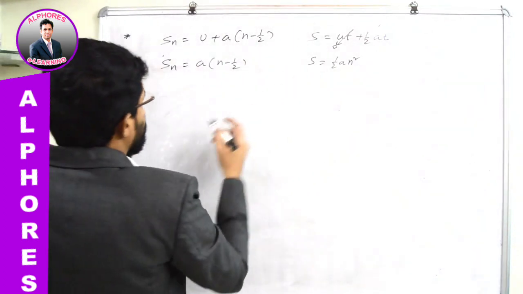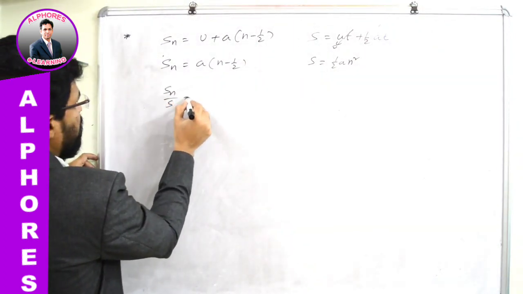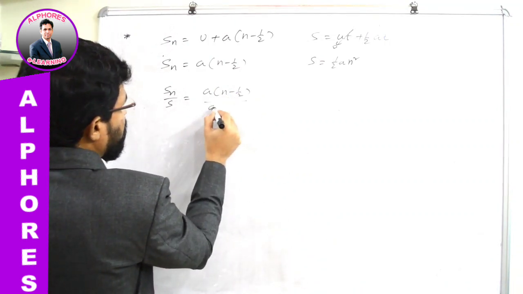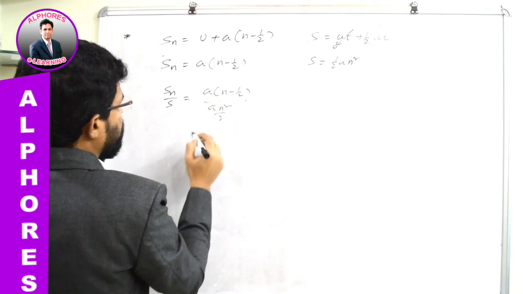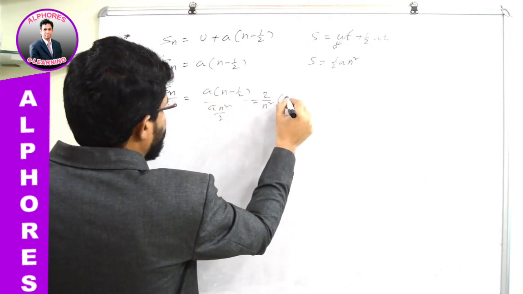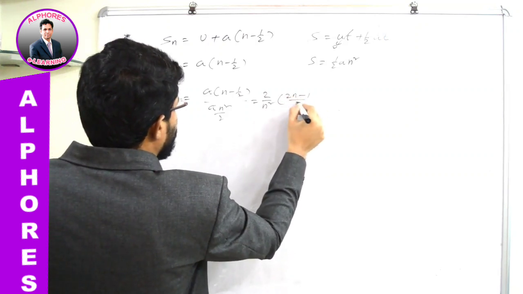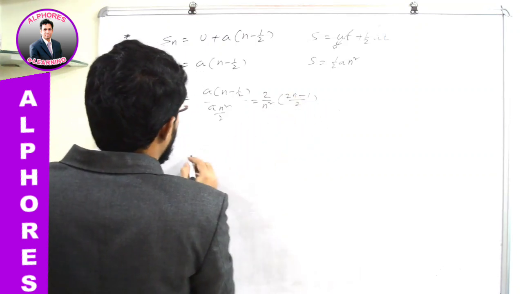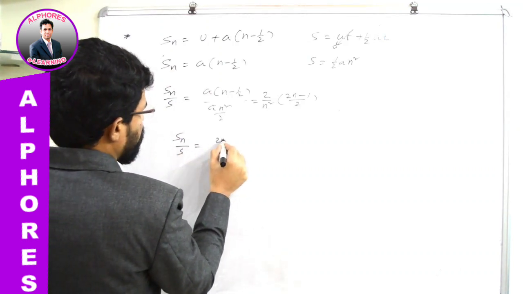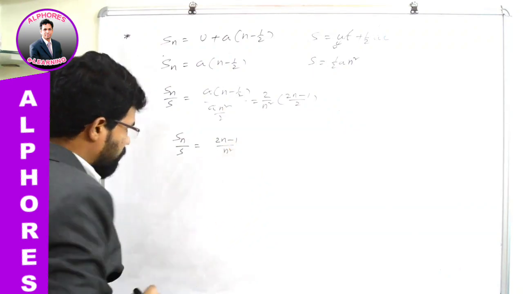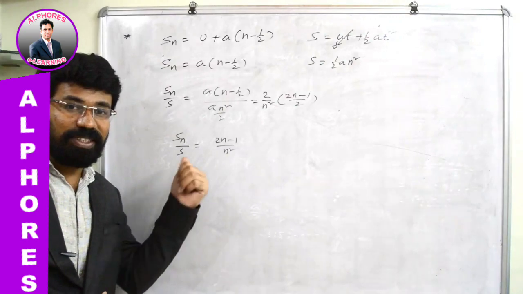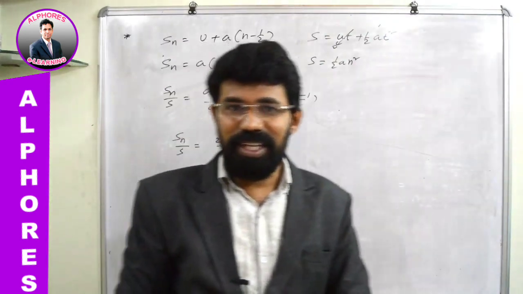Now take the ratio between these two. What will you get? Sn by S, a into 2n minus 1 by 2, and here what will you have? A n square by 2. A gets cancelled, and you will have 2 by n square into 2n minus 1 by 2, and 2 gets cancelled, and finally the ratio between Sn and S is equal to what? 2n minus 1 by n square. Like this you can have the ratio between Sn and S. Here Sn is the distance traveled in the nth second, and S is the distance traveled in n seconds.